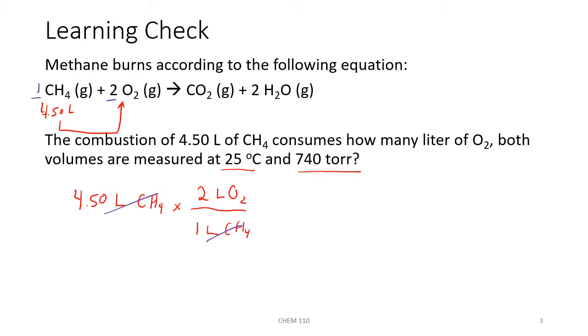This works because everything in our equation is a gas, and the two things that we're moving between, the methane and the oxygen, are both gases at the same temperature and pressure. So we can apply Avogadro's principle as a shortcut. So 4.5 times 2, we'd end up with 9 liters of oxygen gas that would be required to react with exactly our 4.5 liters of methane gas.